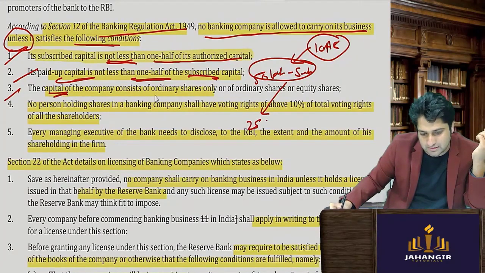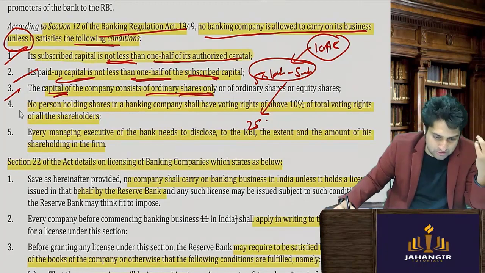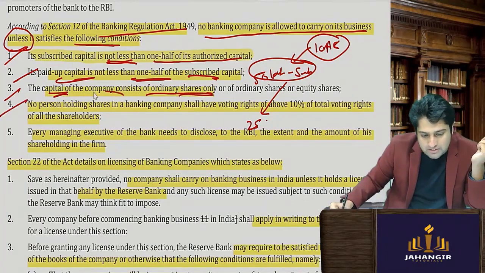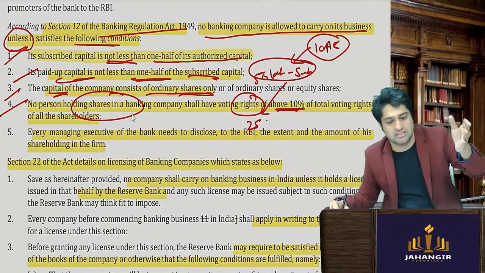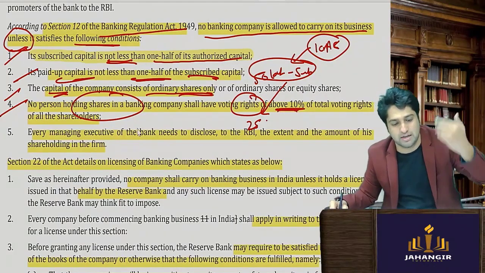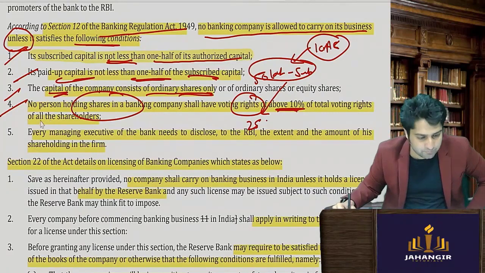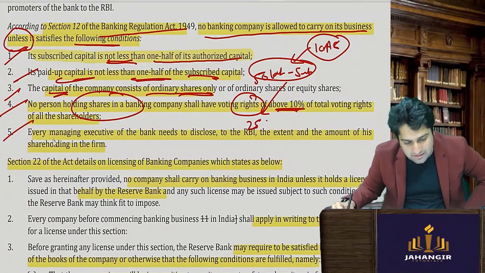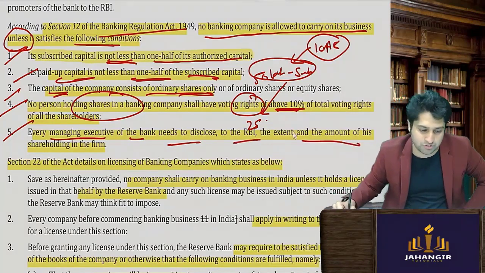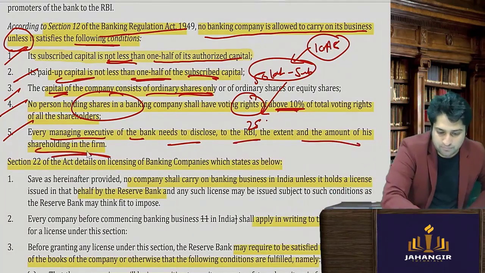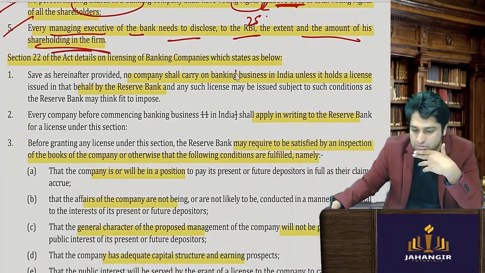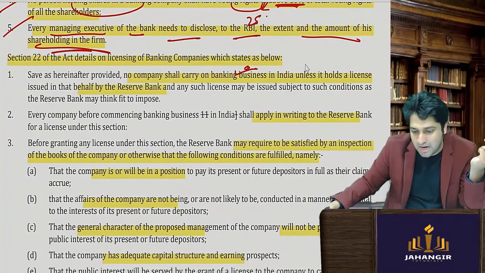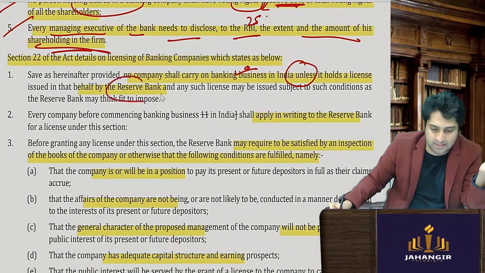Capital of this consists of ordinary shares only, equity shares ही होना चाहिए. No person in the banking company shall have voting rights above 10%. No person holding shares in a banking company shall have more than 10% voting rights. Every managing executive of the bank needs to disclose to the RBI the amount of shareholding it has in the firm.